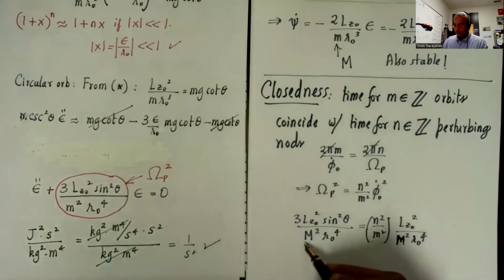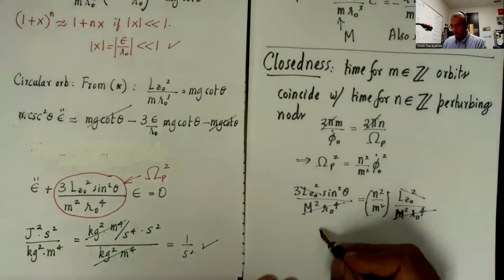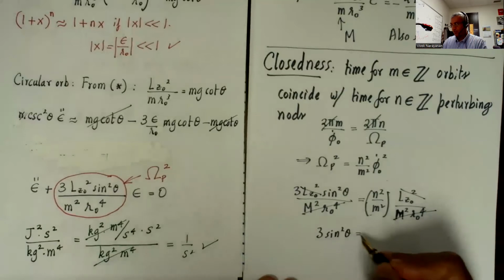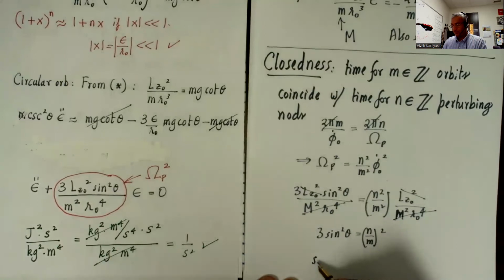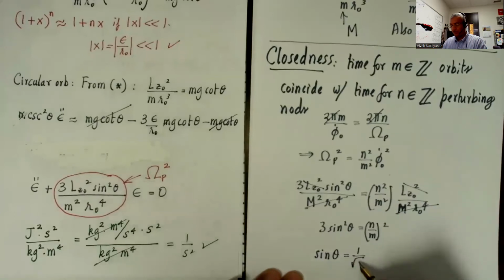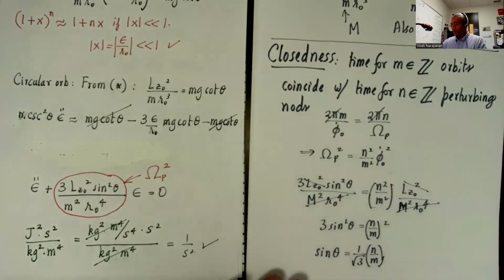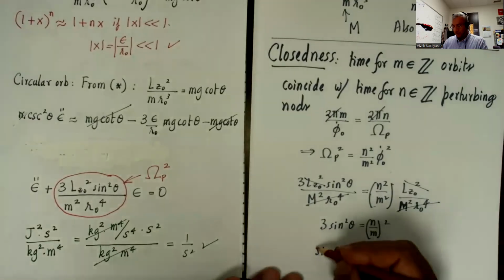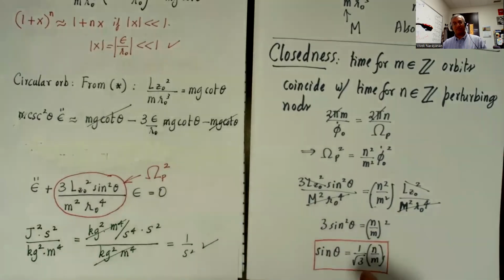So LZ naught squared completely disappears, and we have an amazing criterion, which is 3 sine squared theta equals n squared over m squared. Just marvel at the beauty of this. This tells me that sine theta is going to be 1 over root 3 times n over m. Only angles that satisfy this weird condition will result in closed orbits. So if you want to convert this problem into quantum mechanics, this is the starting point for you to consider the Bohr-Sommerfeld quantization.